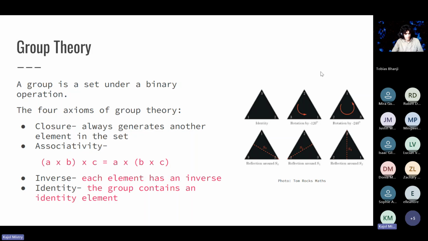So you can see this picture is just of the group of translations of a triangle, an equilateral triangle. So it has its identity element, it's closed. So applying each of these symmetries will give another element in the group. And there's an inverse, so you can undo these rotations or translations or reflections.